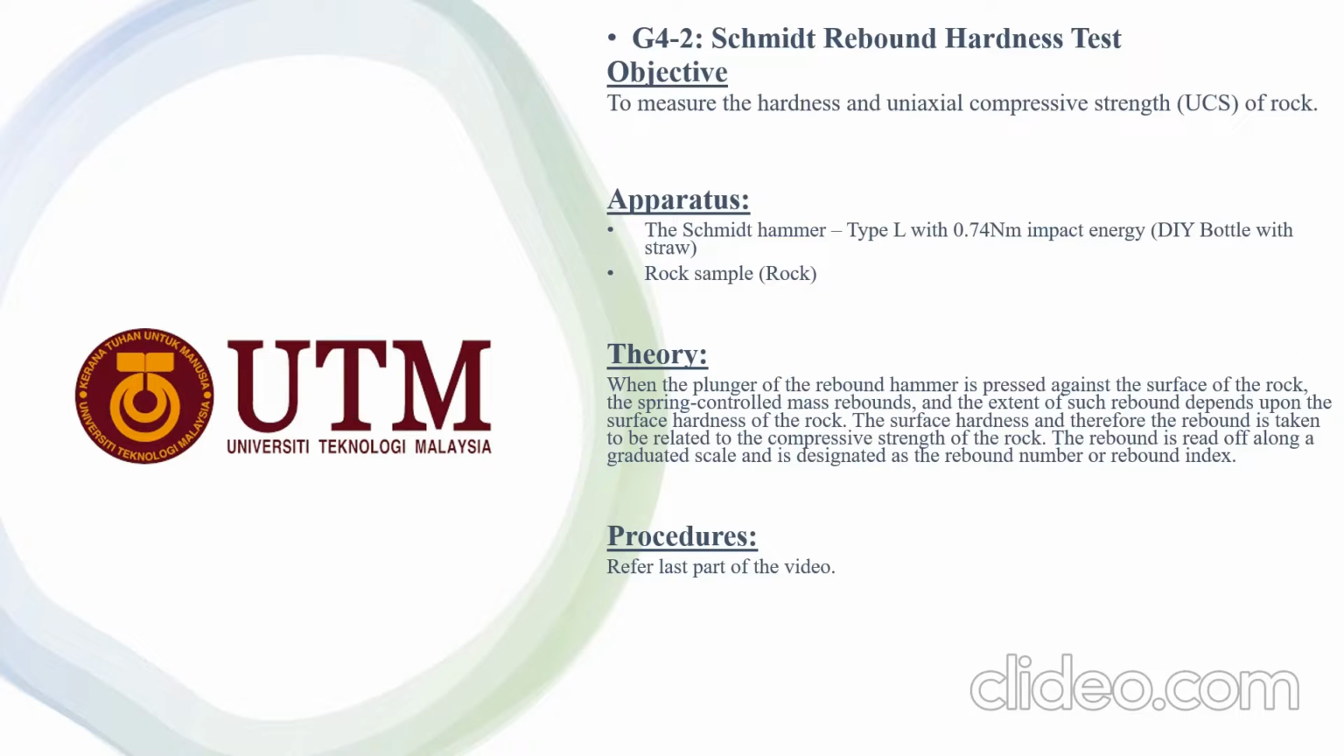And the theory of the test is about when the plunger of the rebound hammer is pressed against the surface of the rock and the spring-controlled mass rebounds, and the extent of such rebound depends upon the surface hardness of the rock. The surface hardness, and therefore the rebound, is taken to be related to the compressive strength of the rock. The rebound is read off along a graduated scale and is designated as the rebound number or rebound index. And the last part is about the procedures, so we can refer to the last part of the video so that we can know the procedure of the test.